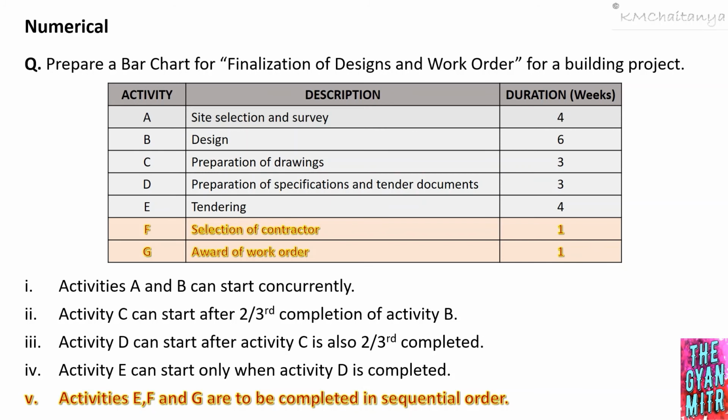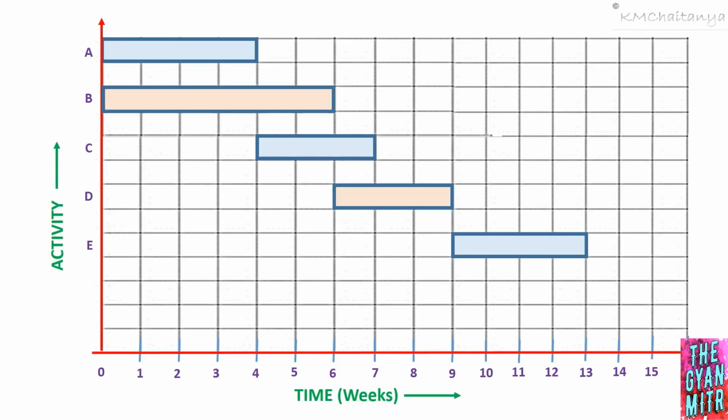Now, in the relation they have given, activities E, F and G are to be completed in sequential order. So sequential order is nothing but one after the other. That is, after activity E is completed, activity F is going to start. After activity F is completed, activity G is going to start. Now let's see how to draw these activities in the Gantt chart. I have my activity F and activity G.